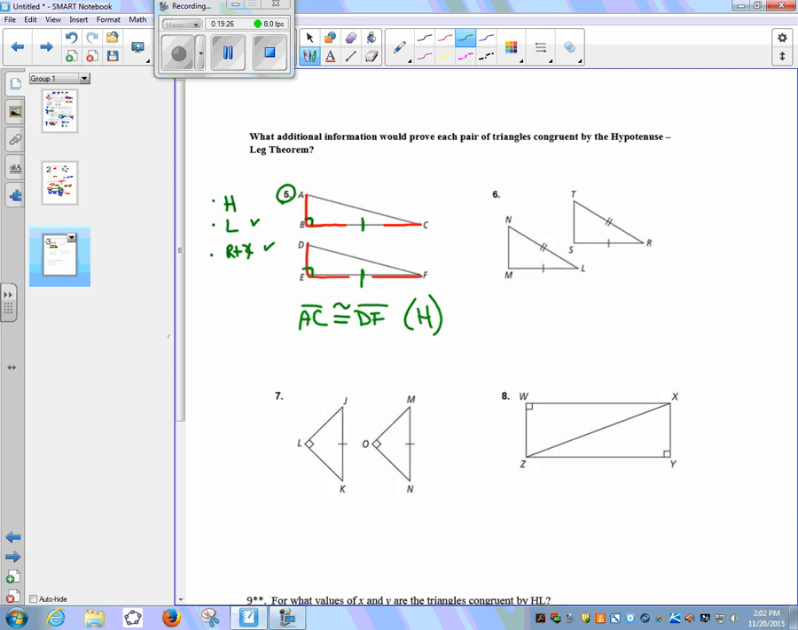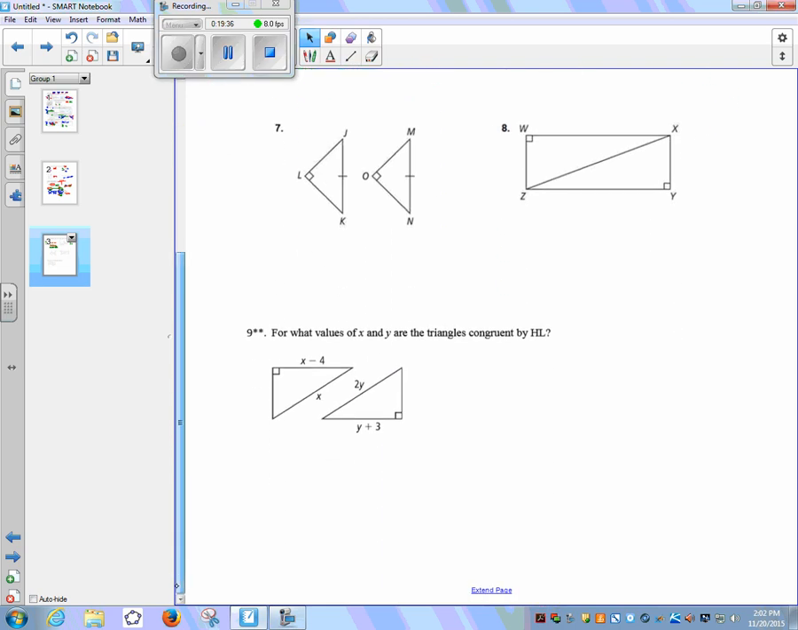Okay, so follow that same logic here, that same checklist. Check for an H, an L, and 2 right angles, and see what's missing in those. Down here, what values of x and y are the triangles congruent by HL? So in other words, assume these are congruent, what would go with what? So make sure you name hypotenuse to hypotenuse and leg to leg.